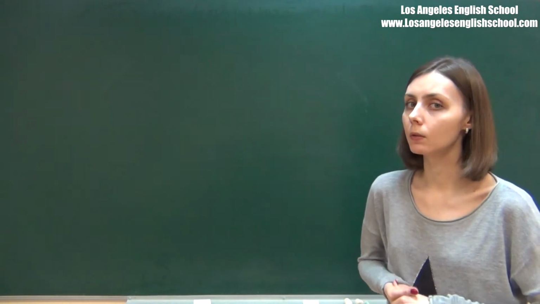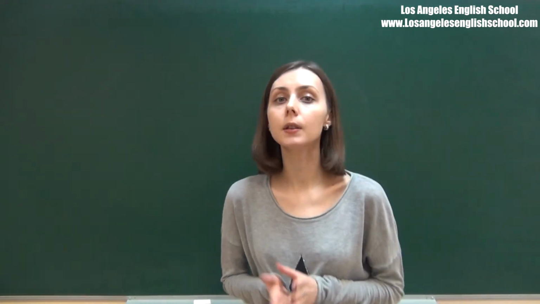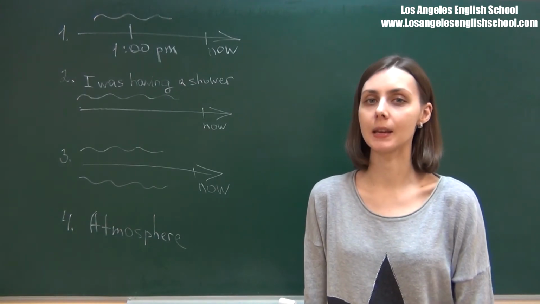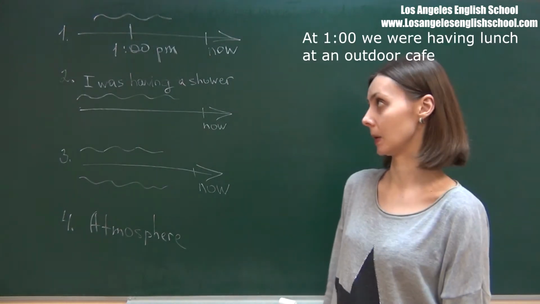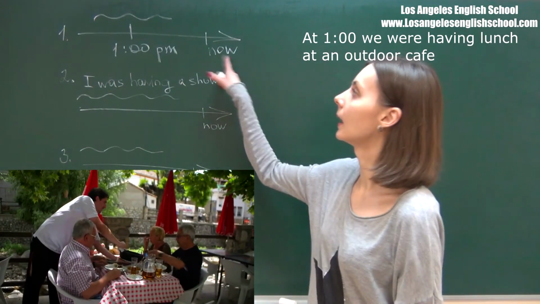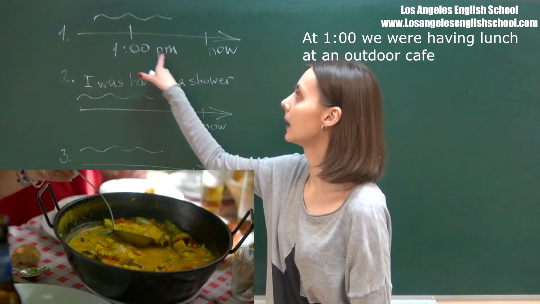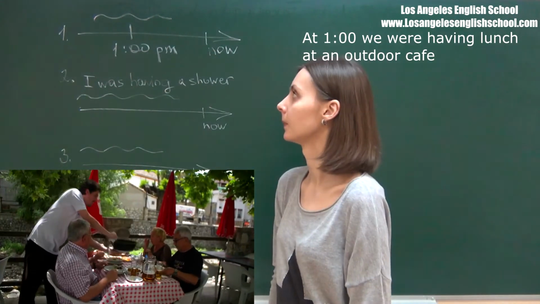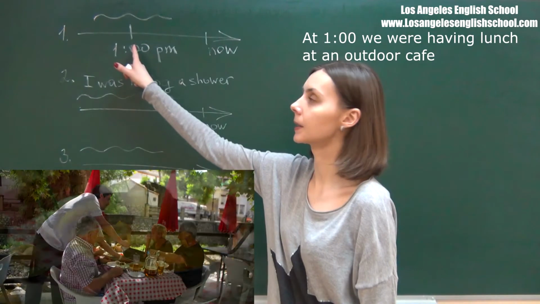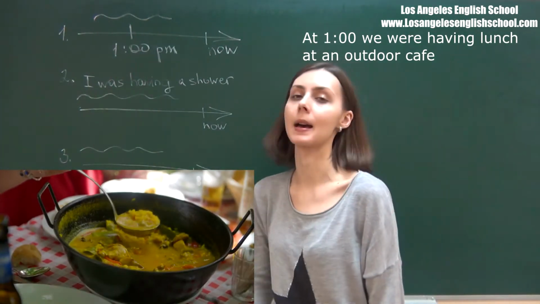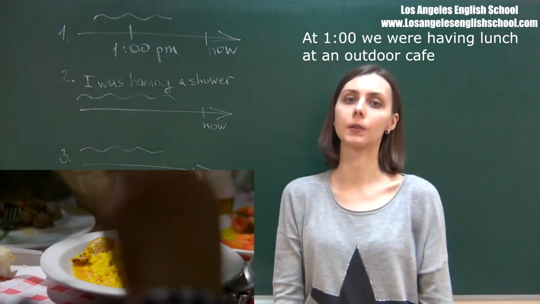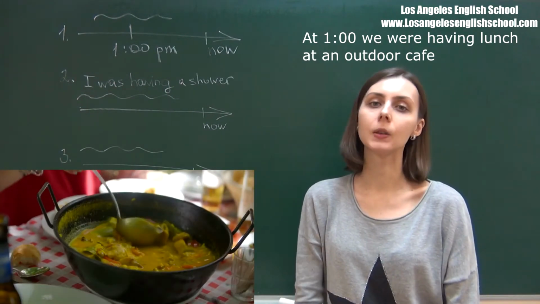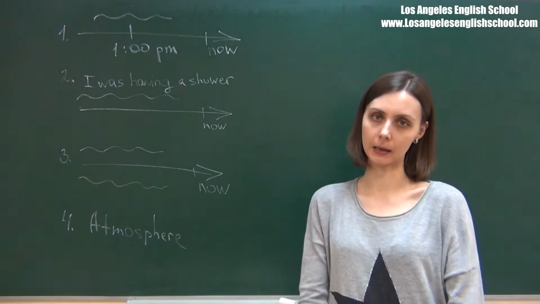Now we're going to have a look at some more cases when to use this tense. For this, we come back to the first case when we use the past continuous. So this is the timeline, and at 1 p.m. we were having lunch at an outdoor cafe. So the action was in progress at some specific time in the past. And we don't say when the action started or when the action finished. We just specify that we were in the process of doing it.